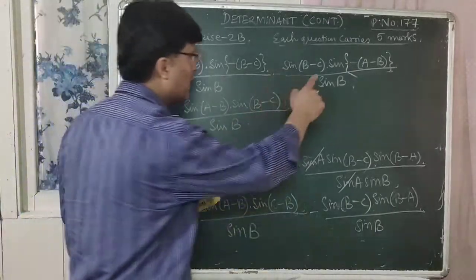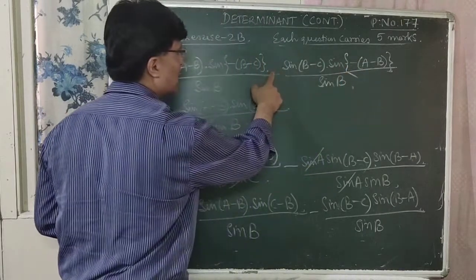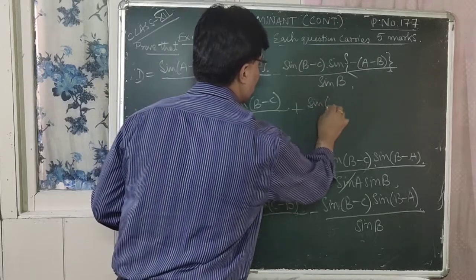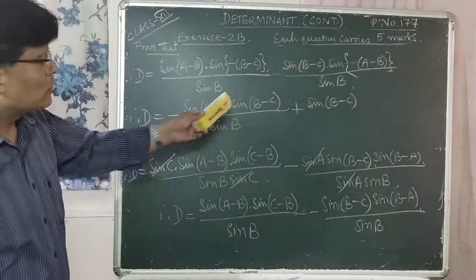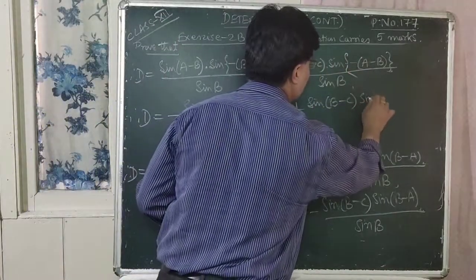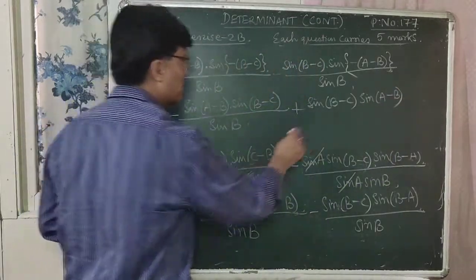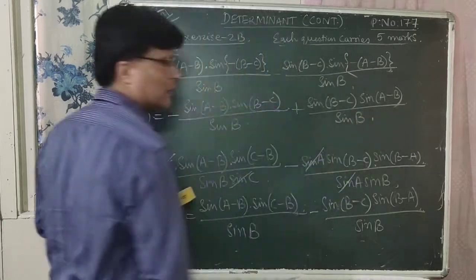Next, again this is in the form sine of minus theta. Again the minus sign is taken outside, so minus into minus is plus. So sine of b minus c remains the same, but in this case it is sine of a minus b, this is sine of a minus b whole divided by sine b.